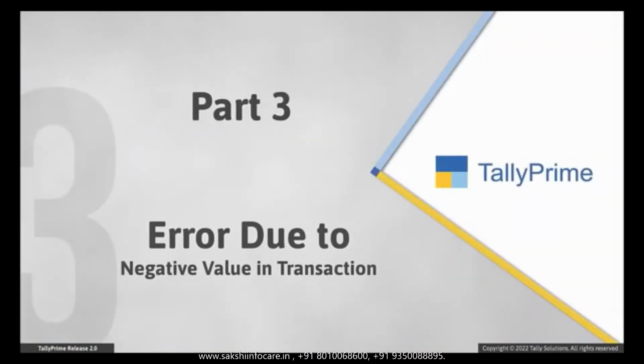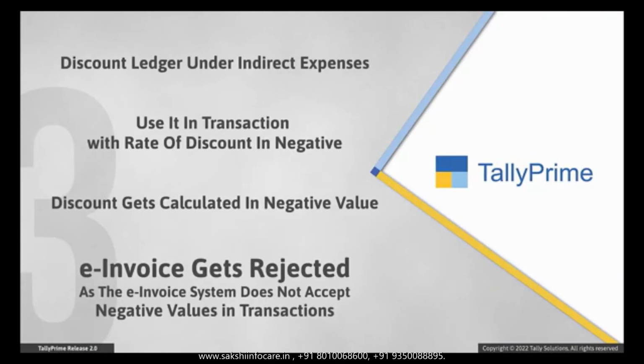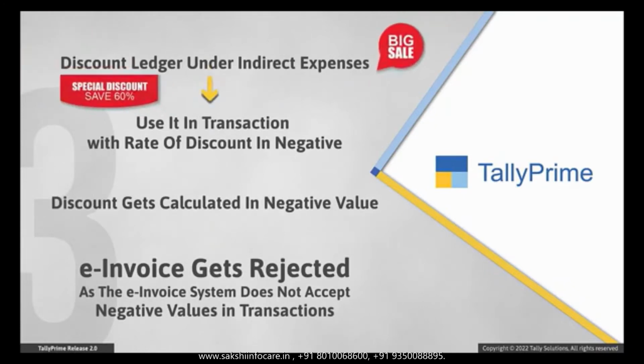Now, let's have a look at the error that occurs due to a negative value in the transaction. In your business, you may be giving a discount to your customers. While recording a sales transaction, when you add the ledger with the rate of discount in negative, the invoice will calculate the discount in a negative value. In such cases, when you generate e-invoice, it gets rejected by the e-Invoice system. This happens because the e-Invoice system does not accept negative values in a transaction.